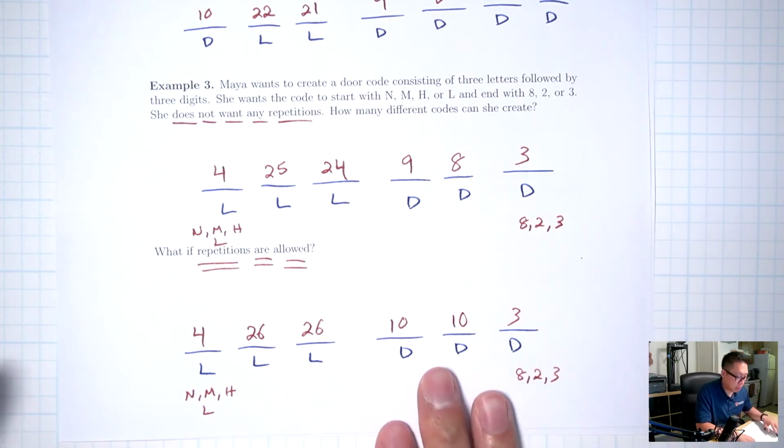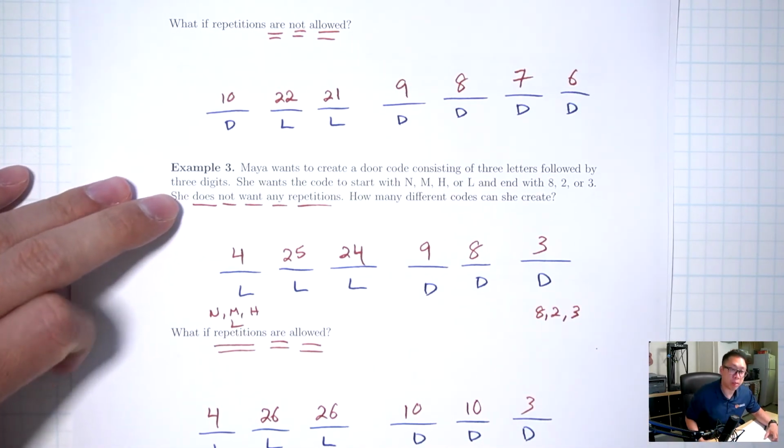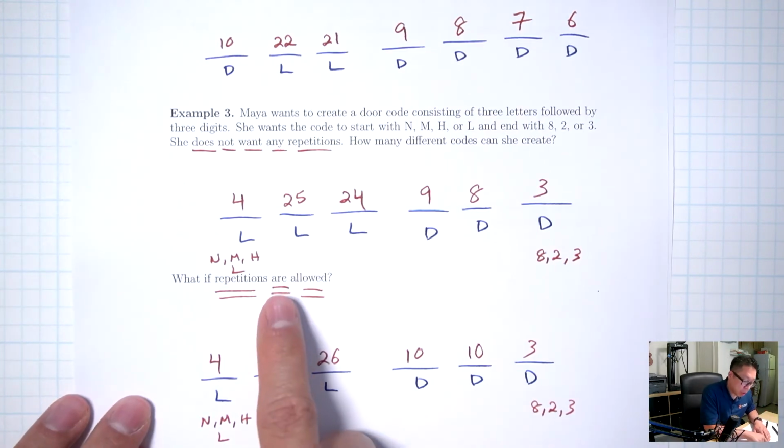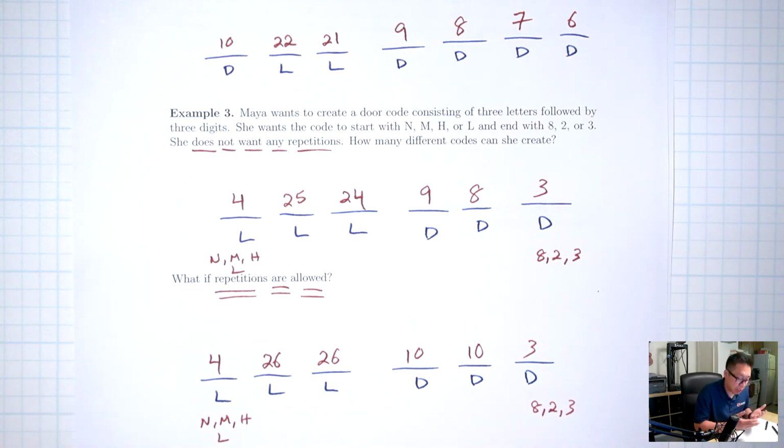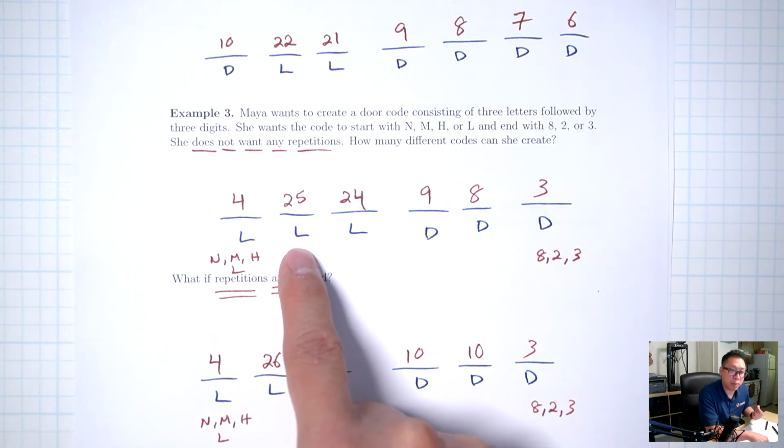Okay, so the point here is that pay attention to whether you're allowed repetitions or not. If you are allowed repetitions, you're going to use the full number. If you're not allowed repetitions, you have to think a little bit and figure out how much you have to reduce by.